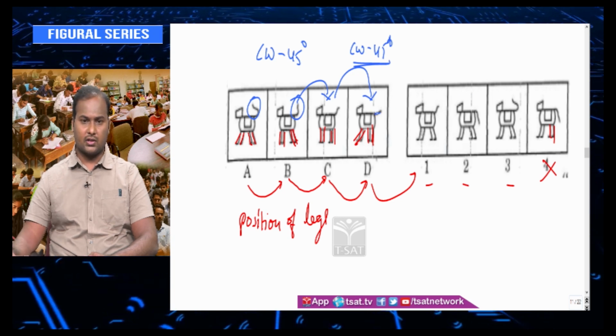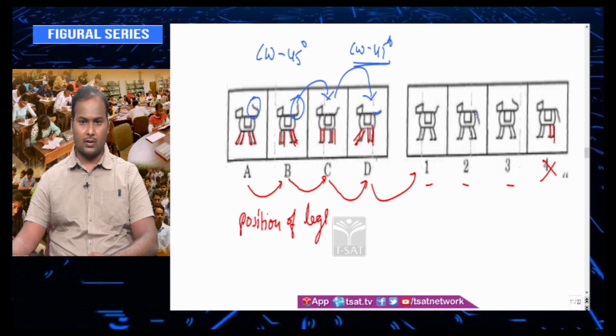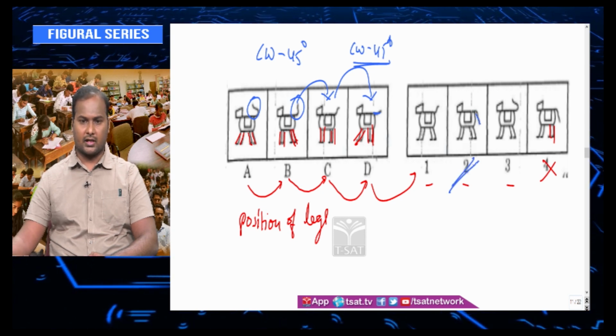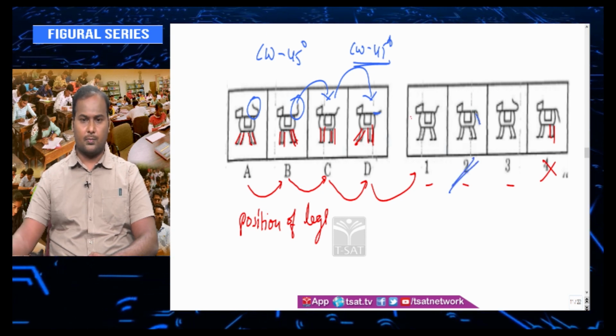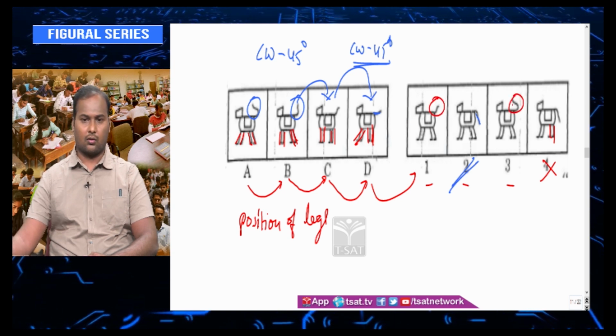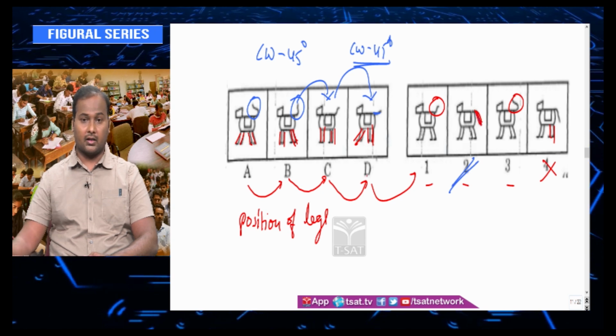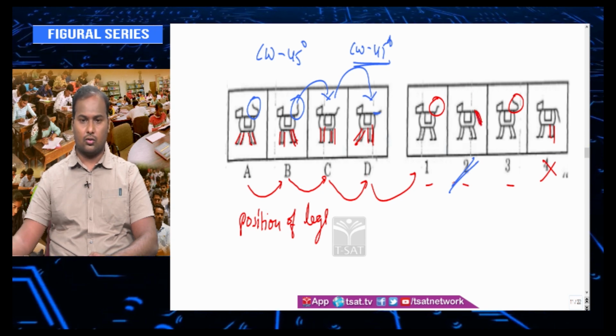And you apply this change and get the answer. Now the tail position is straight. If it rotates 45 degrees clockwise, the position will become down. So your answer is the second option. Because in option 1 and option 3, the tail is up. They are not rotating actually. In case of option 2, you can see the rotation from figure D to get the answer 2.